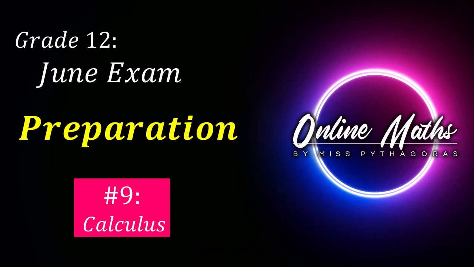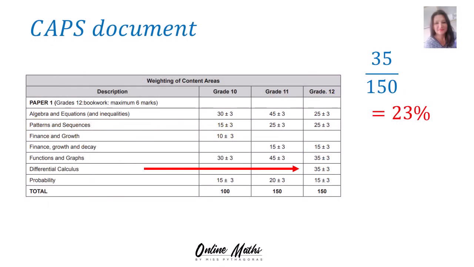Hello everybody! In this lesson, I will help you with your June exam preparation and I will discuss question 9 of the 2021 paper. From the CAPS document, you can see that calculus counts 35 out of the 150. That means 23% or a quarter of your paper is on calculus. And then calculus is divided into 3 separate questions.